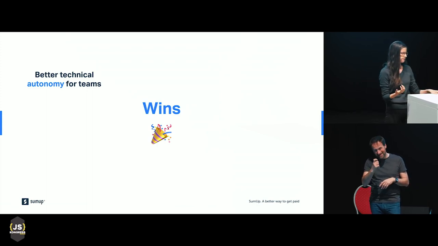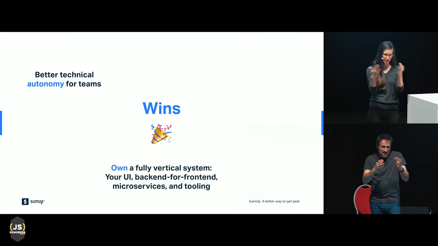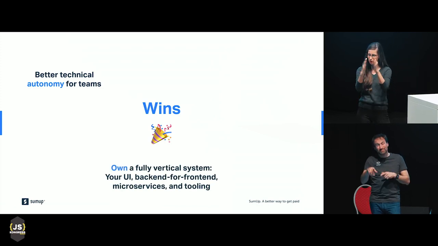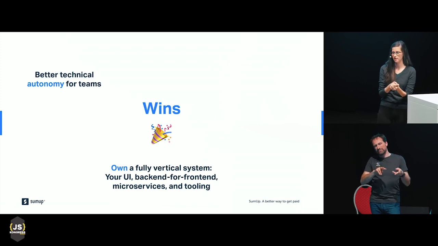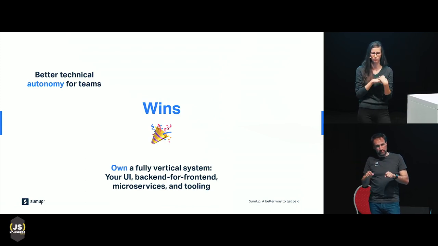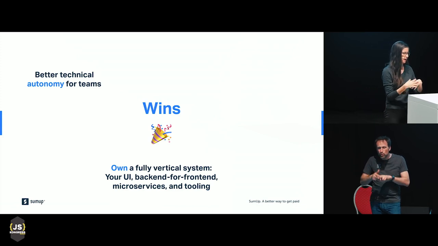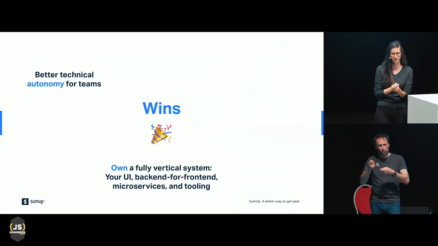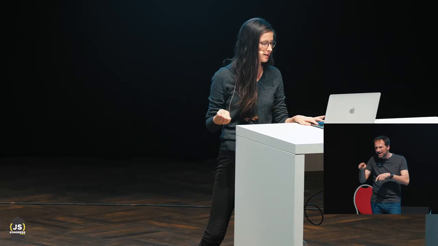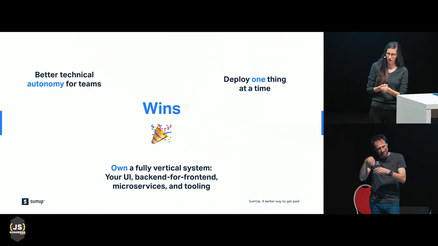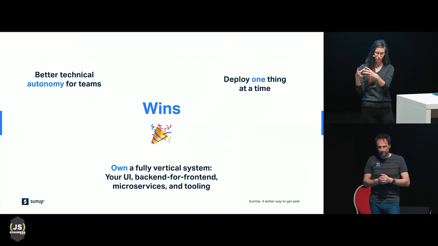You also have the fact that you, as a team, get to own a fully vertical part of your stack. So you own not only the microservices, you own the tooling, you own what's happening in the front end, and you actually get to own this slice as opposed to needing to go there and barter with all of the developers over what gets deployed next. You deploy one thing at a time, like really one thing. Not one massive thing, but one part.